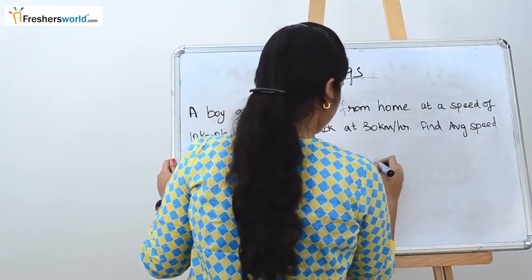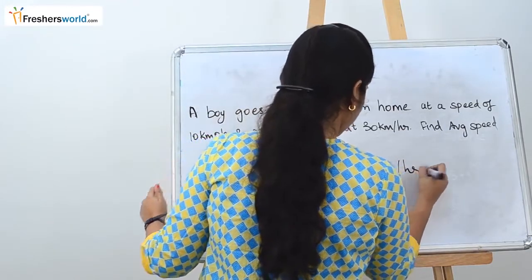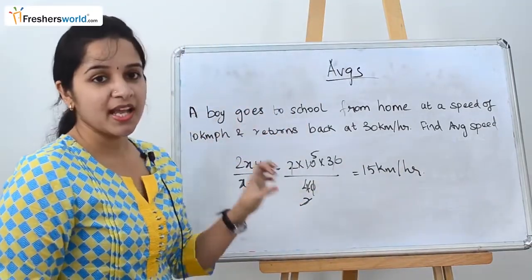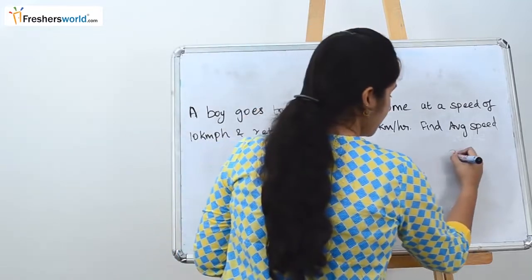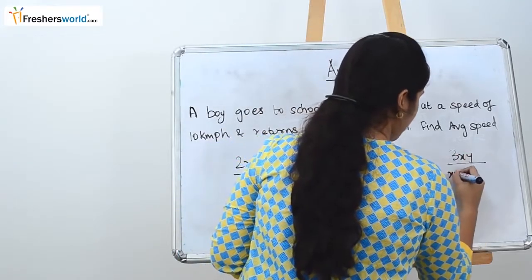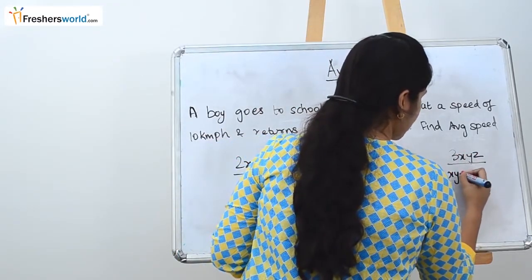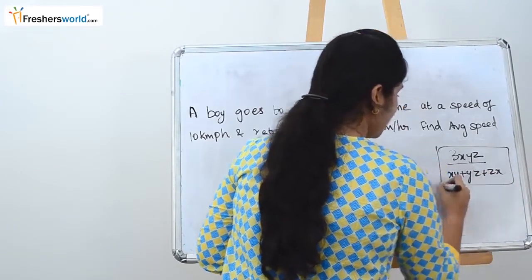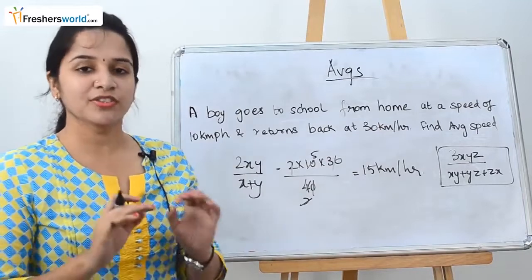So 15 kilometers per hour is the average speed. How else can they ask? They can give you three speeds and ask you to find it using the formula 3xyz by xy plus yz plus zx. You can substitute in this formula to find the average speed for three variables.